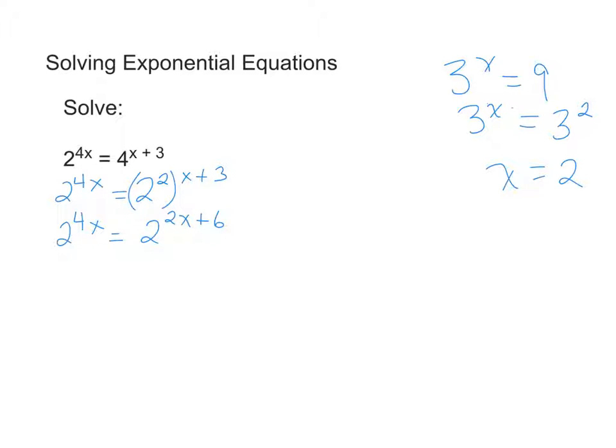Now we can say 4x equals 2x plus 6. The bases are gone because they were the same. And now this you know how to solve, right? Because it's just a linear equation. So subtract 2x from both sides, 2x equals 6. Then divide by 2, x equals 3.